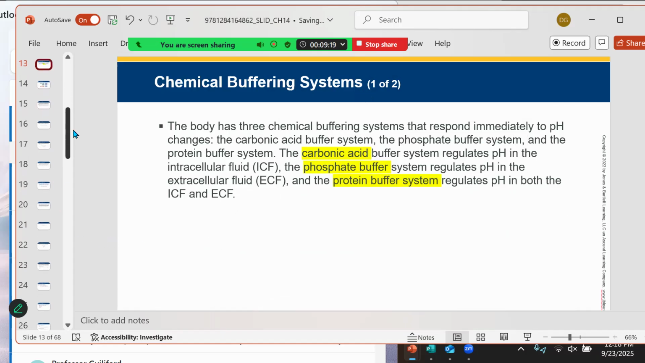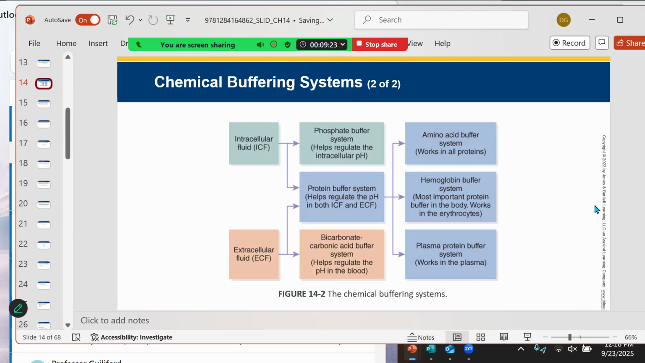Your pH doesn't have to get very far out of whack for it to be dangerous. A pH of 7.0 is very dangerous. A pH of 7.6 is also very dangerous. So we have extracellular fluid and intracellular fluid involved in these buffering systems. Intracellular is more the phosphate and protein, and extracellular is more the bicarb and protein. And they all work in different ways.